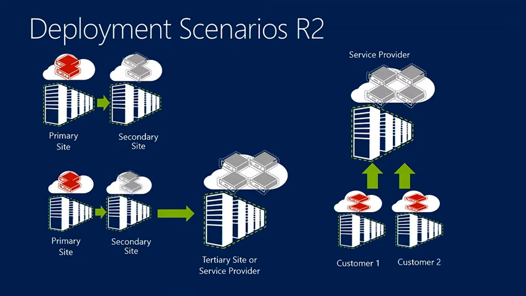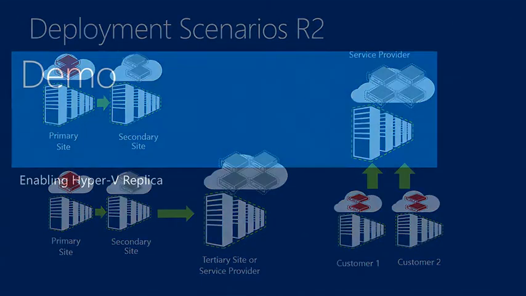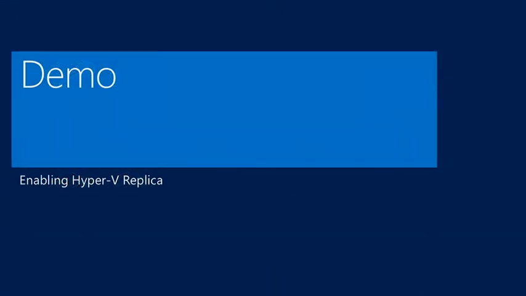In the R2 release, we're actually adding a third deployment scenario, which is the one that we call the extended replication scenario. And here we allow you to do replica from a primary to a secondary to a tertiary replication site. So I'm going to switch across to my demo. I'm going to show you how this works and talk through some of the details of Hyper-V Replica.